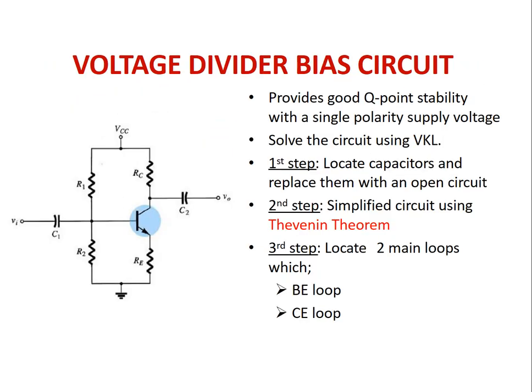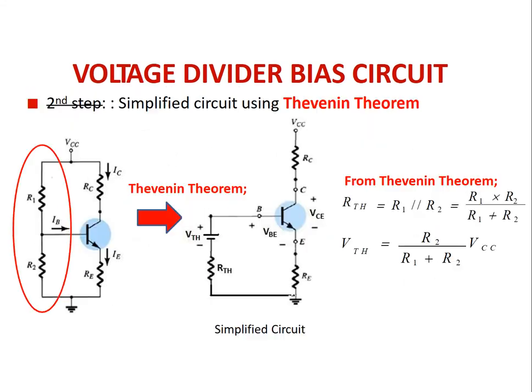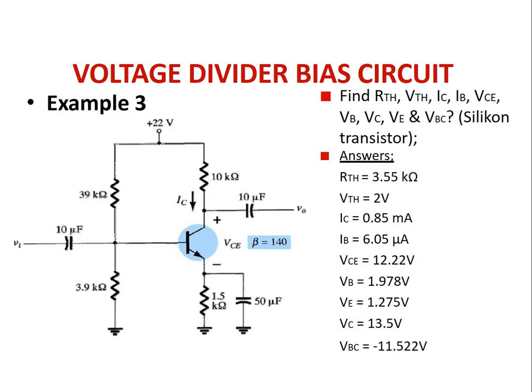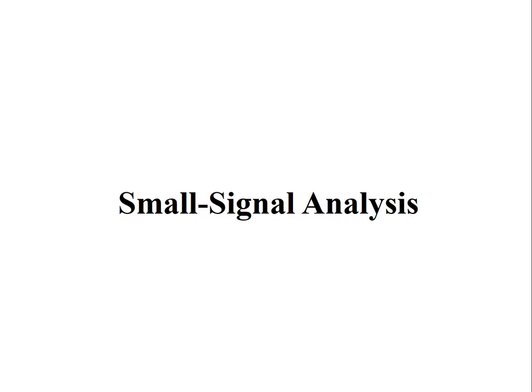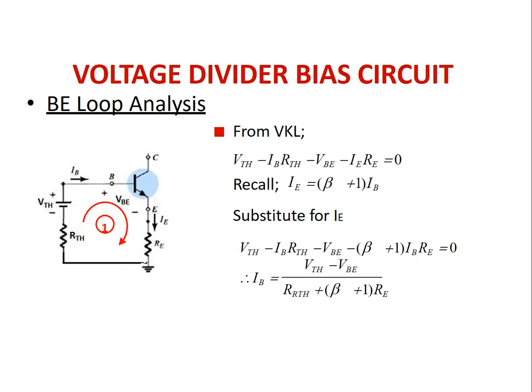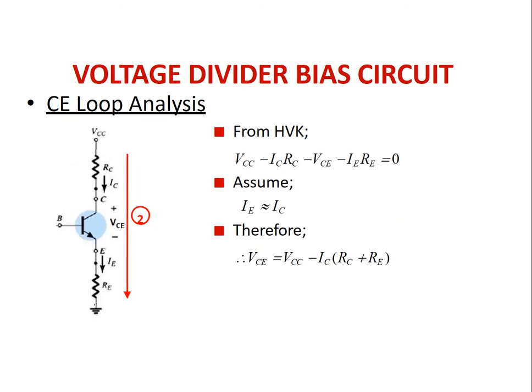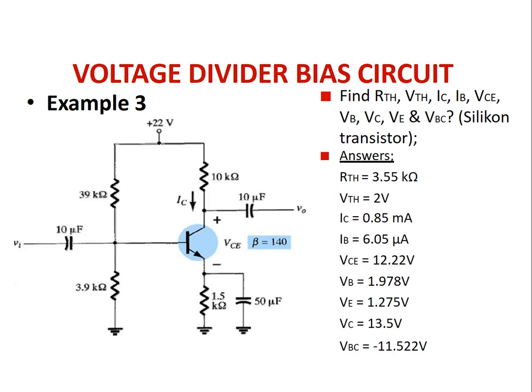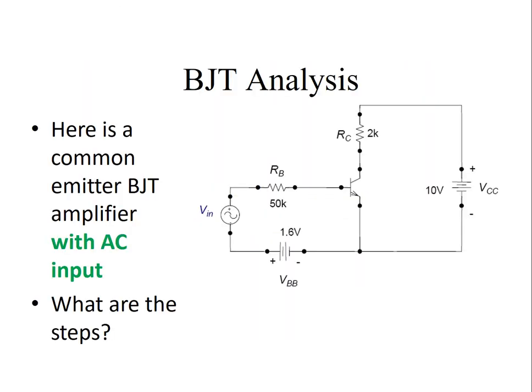Examples we will solve: the voltage divider biasing configuration, the same configuration which we did earlier. Remove the capacitors. This is your original configuration which we did in the last lecture, so we can solve this using the same approach. For now, this is an example. We will solve this in the live session.